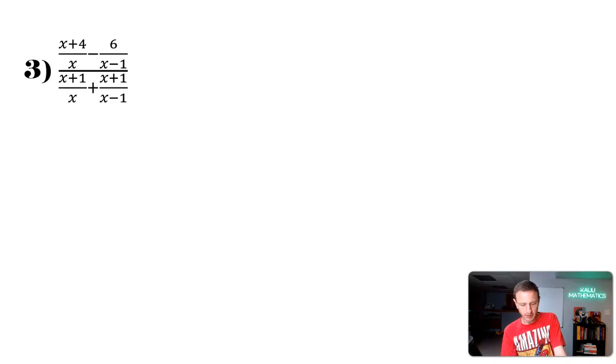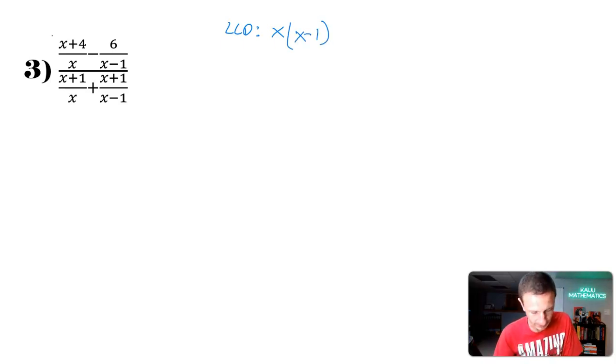So let's take a look at number 3. I'm going to just stick with the LCD method. So the LCD here is going to be, I have a couple of factors of x, so I'm going to have an LCD of x times, and then I have a couple factors of x minus 1. So I need to multiply the top and bottom by x times x minus 1.